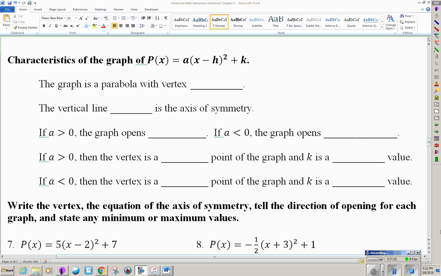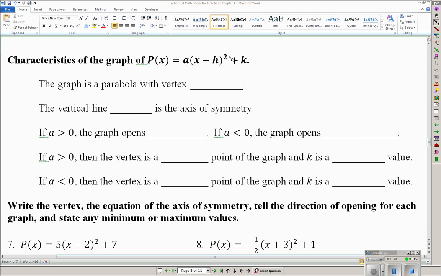Now let's talk about what these numbers mean. When you have a graph, p of x equals a parentheses x minus h, the quantity squared, plus k, the graph is a parabola with vertex (h, k). Notice this is an h. The formula had a negative h. So whatever is in the formula, change the sign to get h in the vertex.